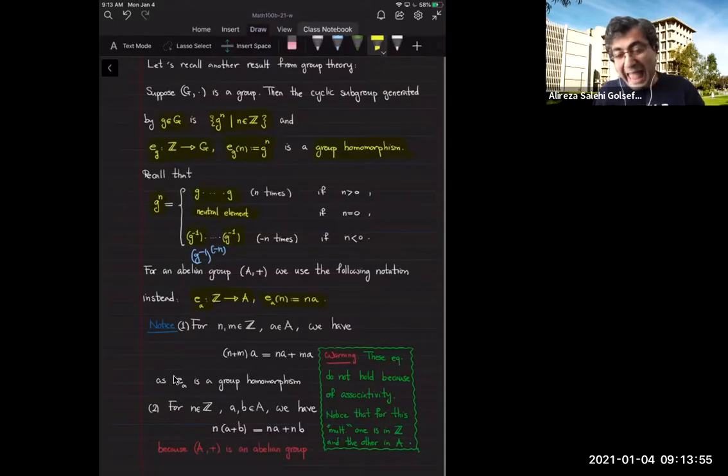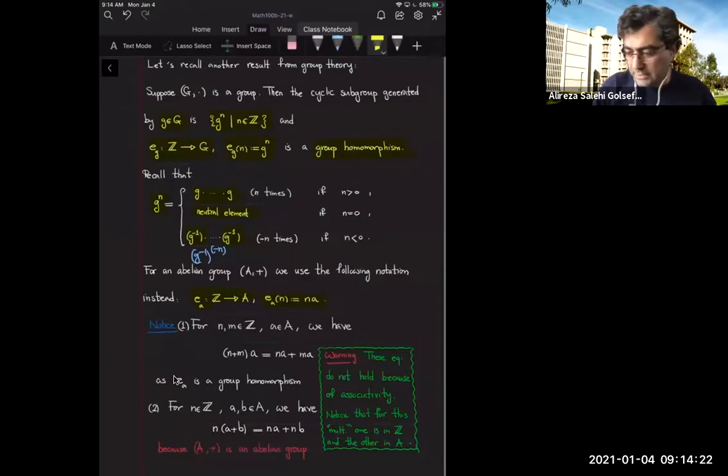In fact, this n is not inside capital A. It is an integer. So I have integers on one hand and abelian groups on the other hand. I'm defining this kind of scalar multiplication between some element inside integers and some element inside the group capital A. So do not get confused between this and ring operations.